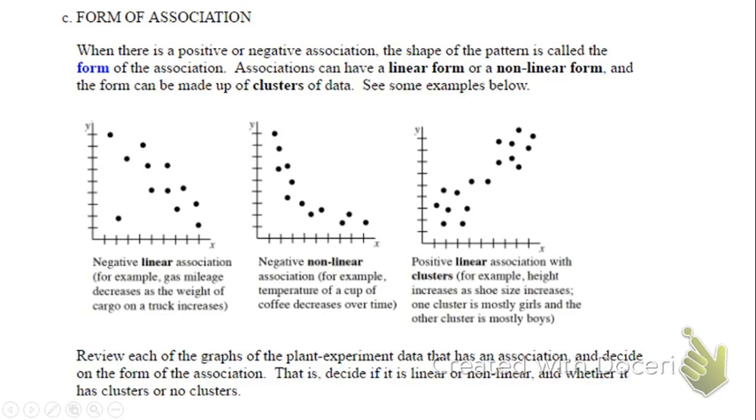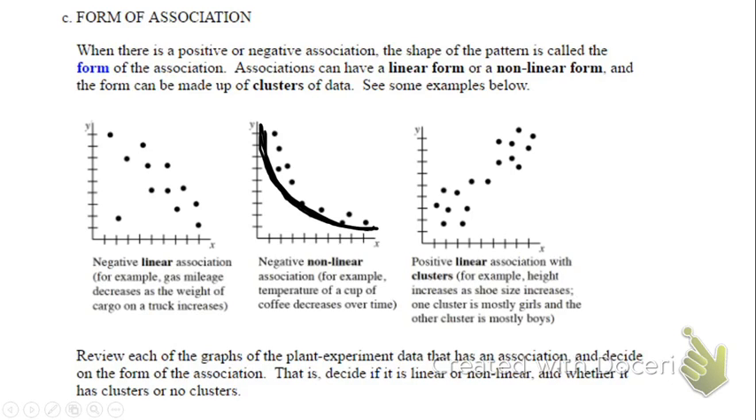Now, nonlinear seems to form a curve. The dots start curving on themselves. So this is a negative nonlinear association. So this could be the temperature of a cup of coffee, how it decreases over time. So maybe initially it was super hot and it starts going down quickly, but it's going to approach room temperature and it's going to stop getting colder. So we see this kind of curves.